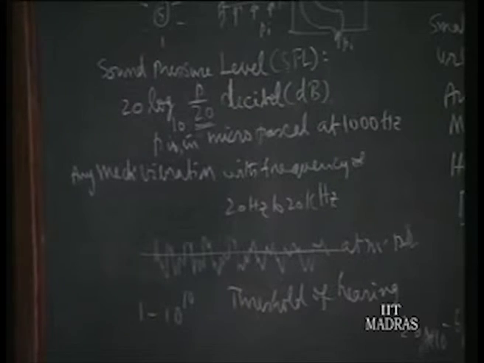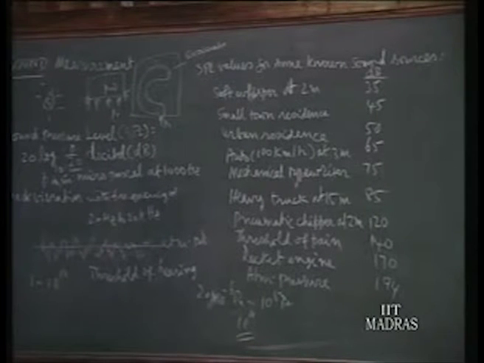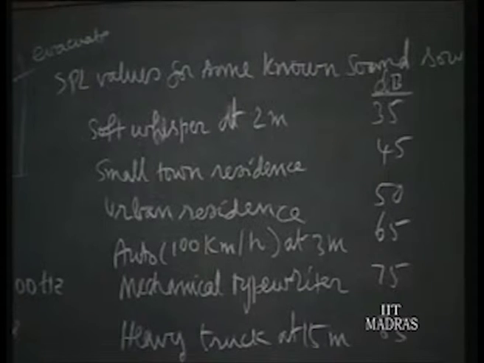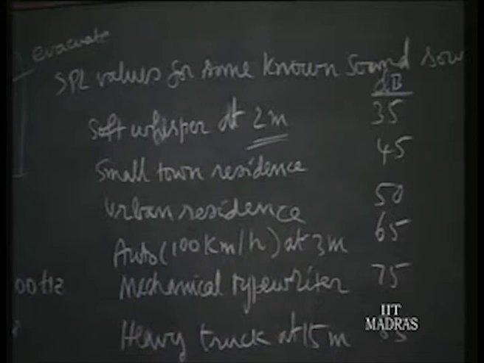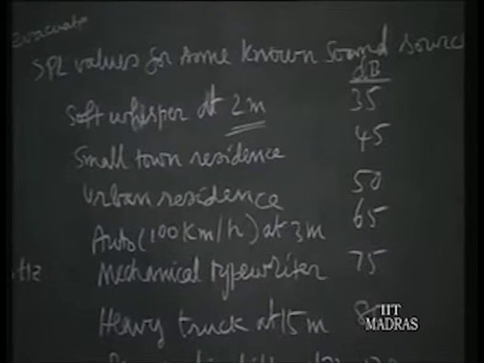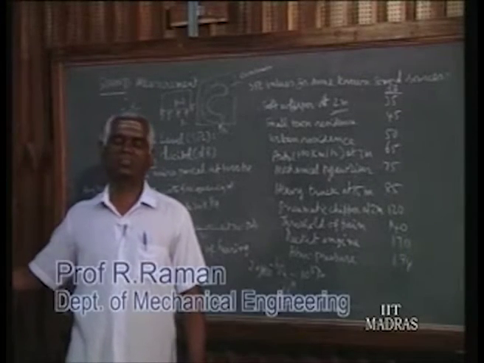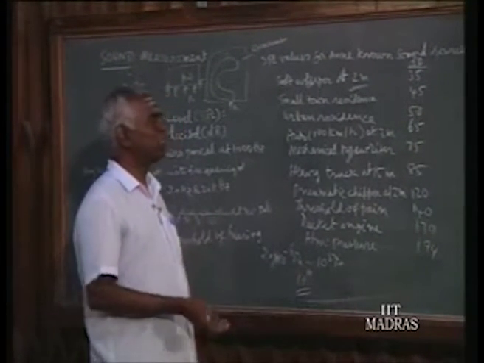Some of the SPL values in decibel for known sound sources are tabulated here. Soft whisper: when two people sit nearby and whisper some information, and we measure at 2 meter distance. The distance is important. When you measure sound, at what distance you measure is important, because the longer the distance, the sound pressure gets reduced. It is inversely proportional. If we double the distance, then the sound pressure is half of the earlier pressure. That is the case with sound.